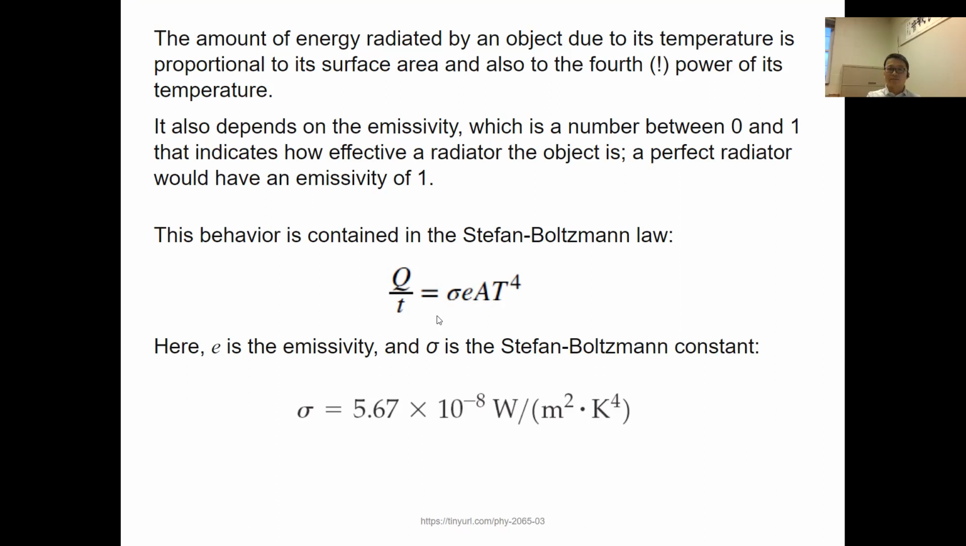Sigma is the Stefan-Boltzmann constant. That's a constant number, 5.67 times 10 to the minus 8. Actually, you could remember this easily because it's 5.678, right? 5.67 times 10 to the minus 8.